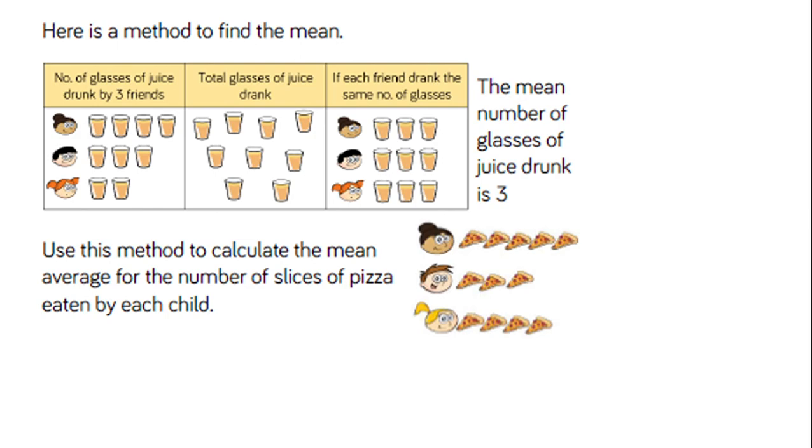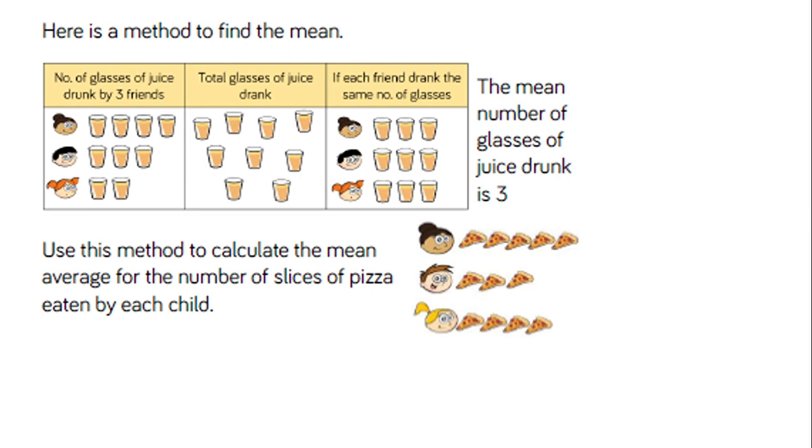So here is a method to find the mean. In the table, the first column shows the number of glasses of juice drunk by 3 friends: 4, 3 and 2. The middle column is the total glasses that they drank altogether, and the final column is the average or the mean. So if each friend drank the same number of glasses, the mean number of glasses of juice drunk is 3. Use this method to calculate the mean average for the number of slices of pizza eaten by a child. Have a go at this one. Pause the video now, please.